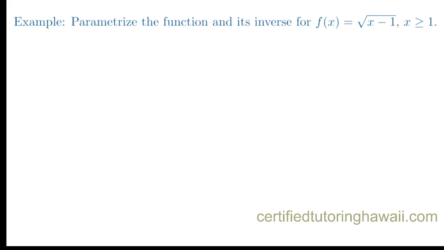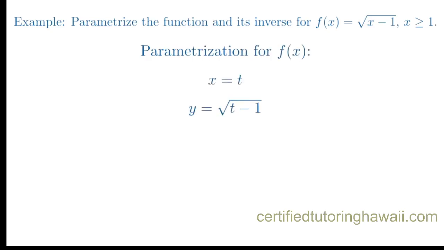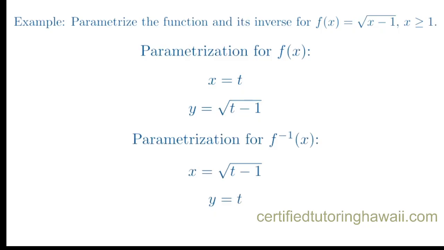A parametrization for f of x is x equals t, y equals the square root of t minus 1. To find the inverse function's parametrization, we simply swap these two. The parametrization for the inverse is x equals the square root of t minus 1, and y equals t. It's a direct consequence of the definition of an inverse. The parametrization of the inverse function has the x and y components swapped, compared to the original.